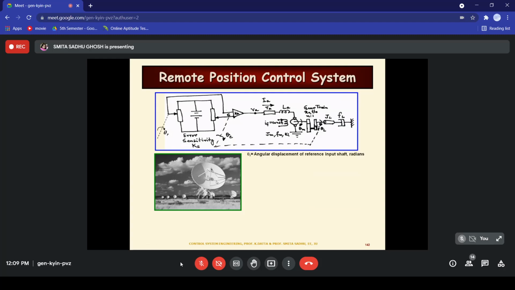One by one, we are going to define the parameters first, the parameters or the signals, that is, the variable names. First of all, we have theta suffix r, that is this one. I hope you can see my cursor. This is theta r, the angular displacement of the reference input shaft in radians. First, let me give you a brief overview of the diagram, and then I'll go to the notations.